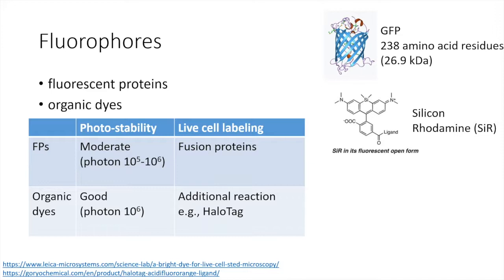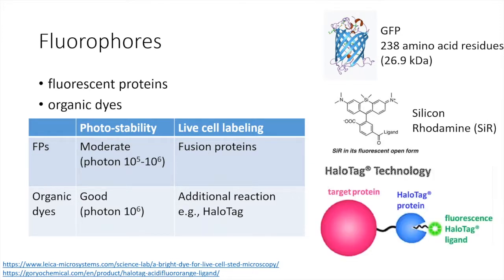However, with fluorescent protein, because you can just put the DNA sequence into your protein, it's easier to do the labeling in live cells. For organic dye, there is still a way to do the reaction and tag the fluorophore to your target protein. For example, with HaloTag, you can make a fusion protein with the HaloTag protein, and then do the reaction to attach the fluorophore to the HaloTag. So it's a similar idea to a fusion protein with fluorescent protein.